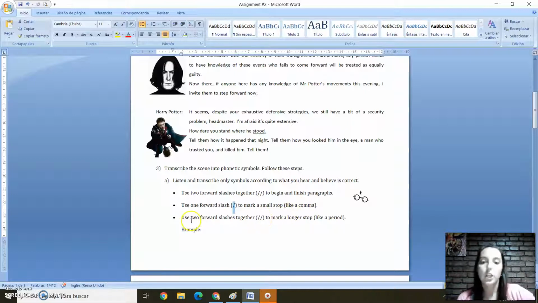Use 2 forward slashes together, like this, again, like the paragraph, to mark a longer stop like a period. Okay, we generally use them when we have a period. Period, remember, punto seguido, right?